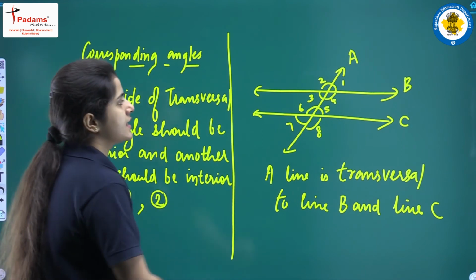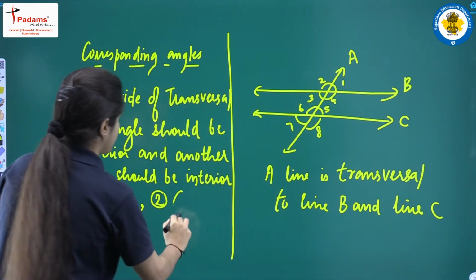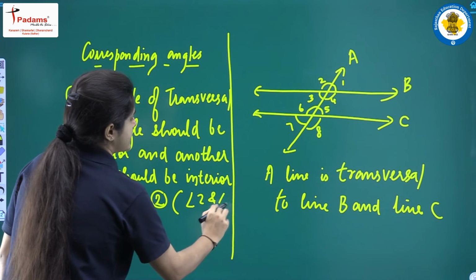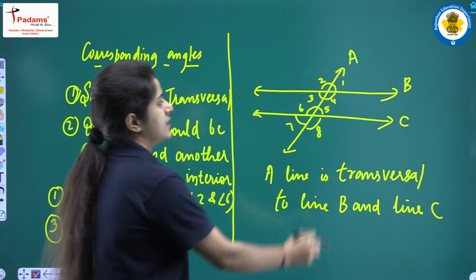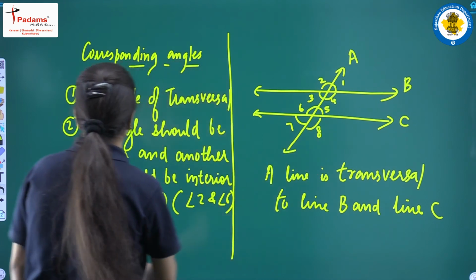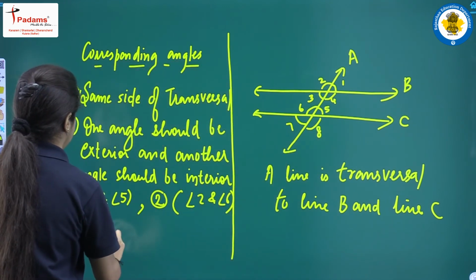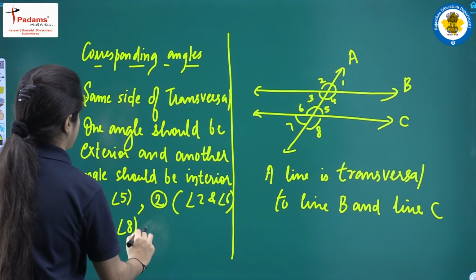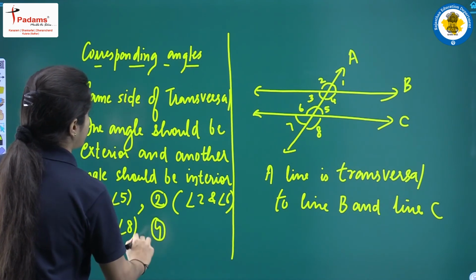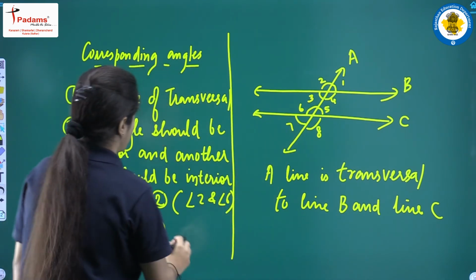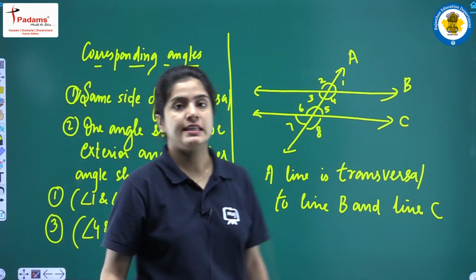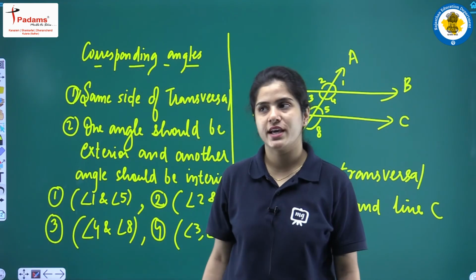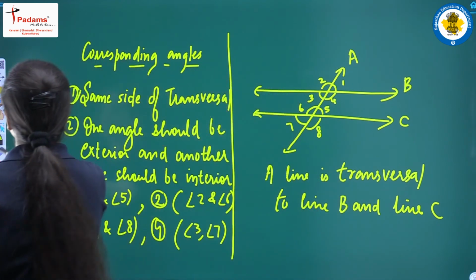Second pair students, this 2 and 6. Okay, 2 and 6. The third pair students, 4 and 8. Okay, now students, the fourth pair, this 3 and 7. Okay, these are corresponding angles.